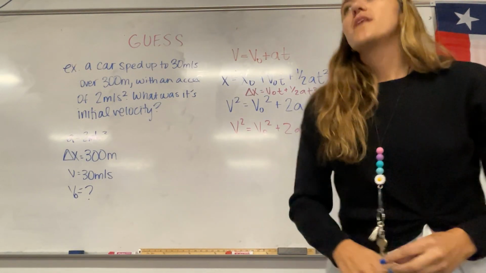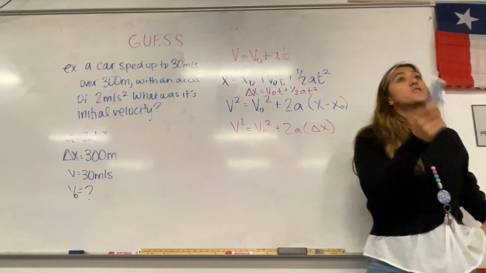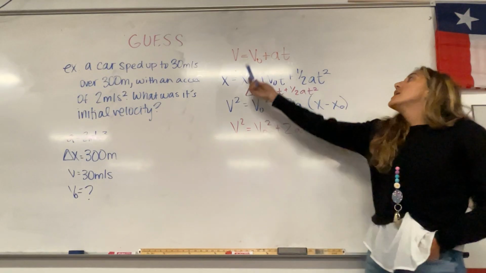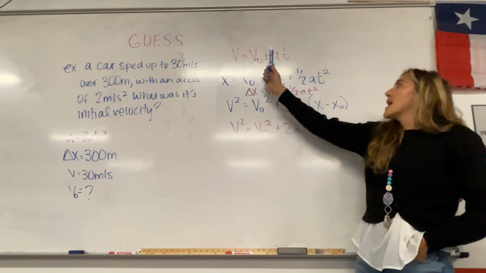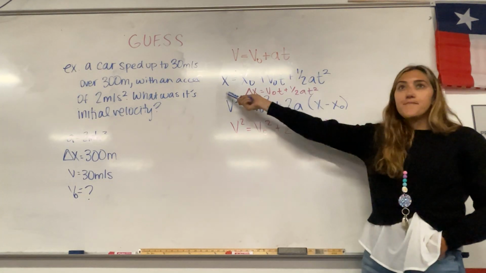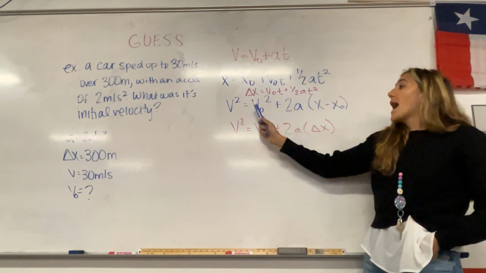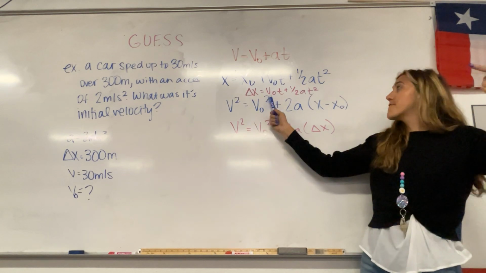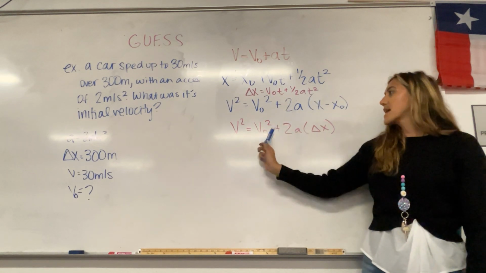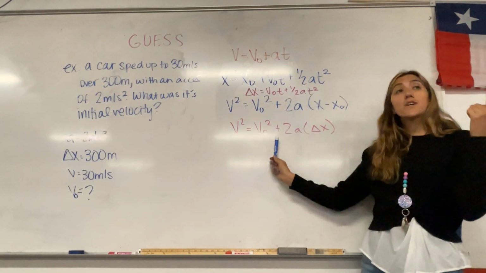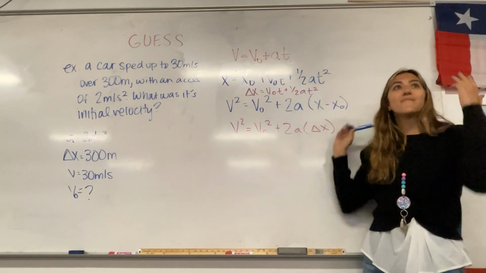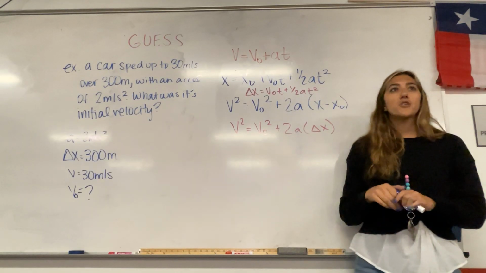But here's how I pick. I look at my list, and I figure out which equation has those things and only those things. So here, I've got final velocity. I'm looking for initial. Oh no, I don't have T. That one's out. All right, next one. I have delta X. I'm looking for initial velocity. Oh no, I don't have time. That one's out. Next. Final velocity, I'm looking for initial, I have acceleration, and I have delta X. Congratulations, you figured out the equation.